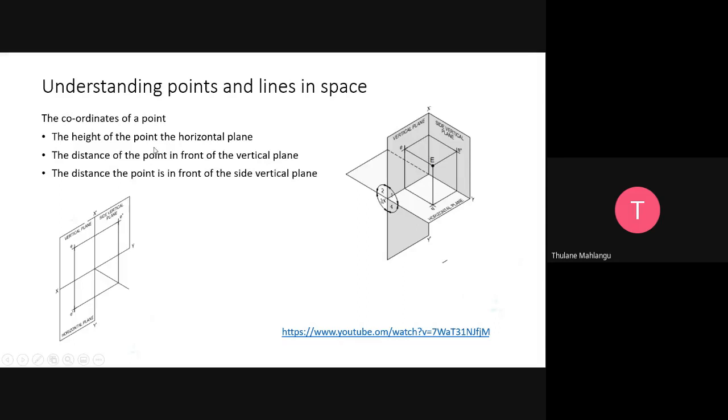The second is the distance of the point in front of the vertical plane. So from the uppercase E to the vertical plane, that construction line there represents the distance of point E in front of the vertical plane, and also to the side vertical plane. It is the distance the point is in front of the side vertical plane. So these coordinates are the ones that you are going to use when you are looking for the exact position of a point.